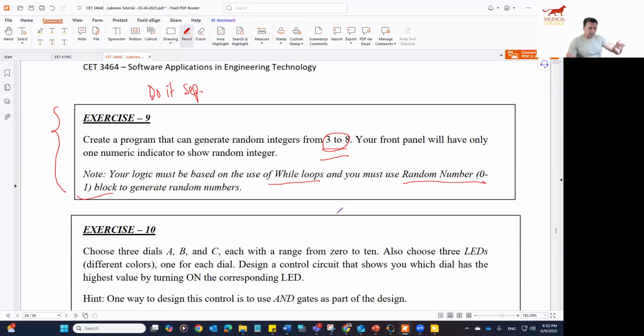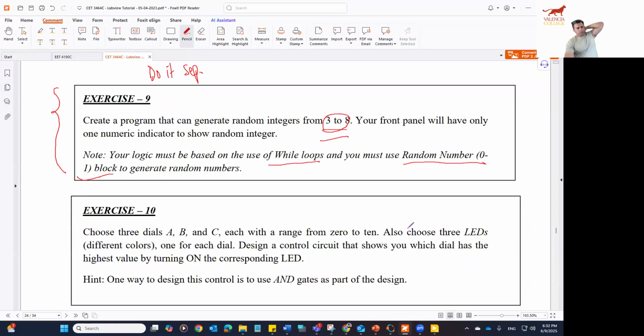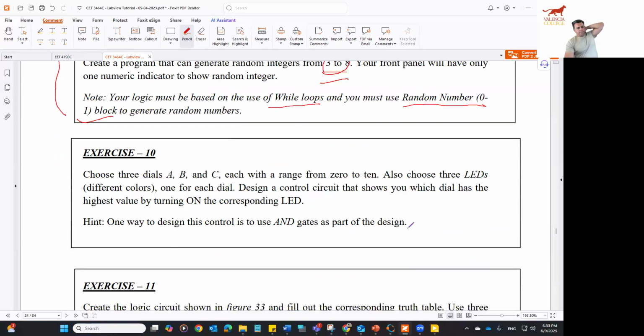And then again, you're going to create the comparison logic, and then check, and stop the while loop only if the condition is met. That is, the generated number is greater than 3, or greater or equal to 3, or less or equal to 8. So I hope you understand what you're doing in exercise 9.